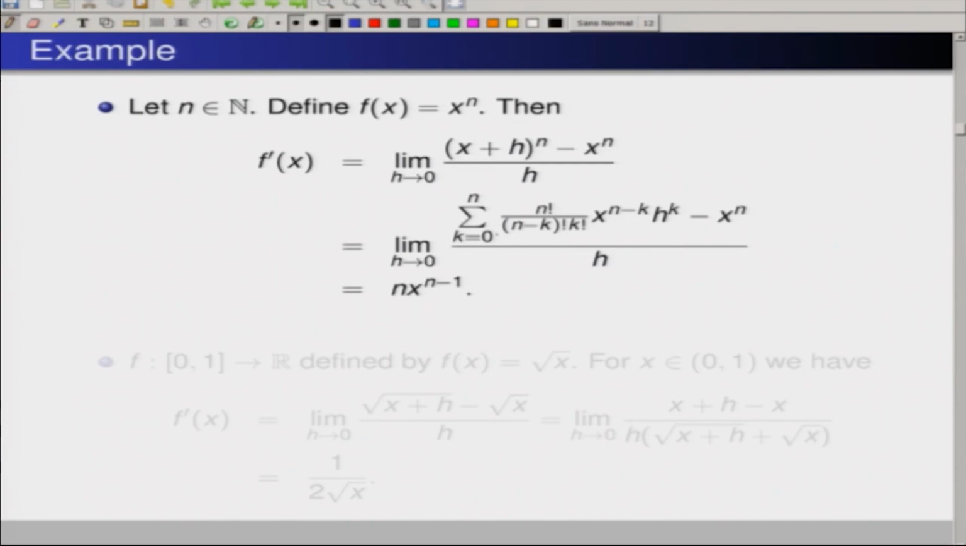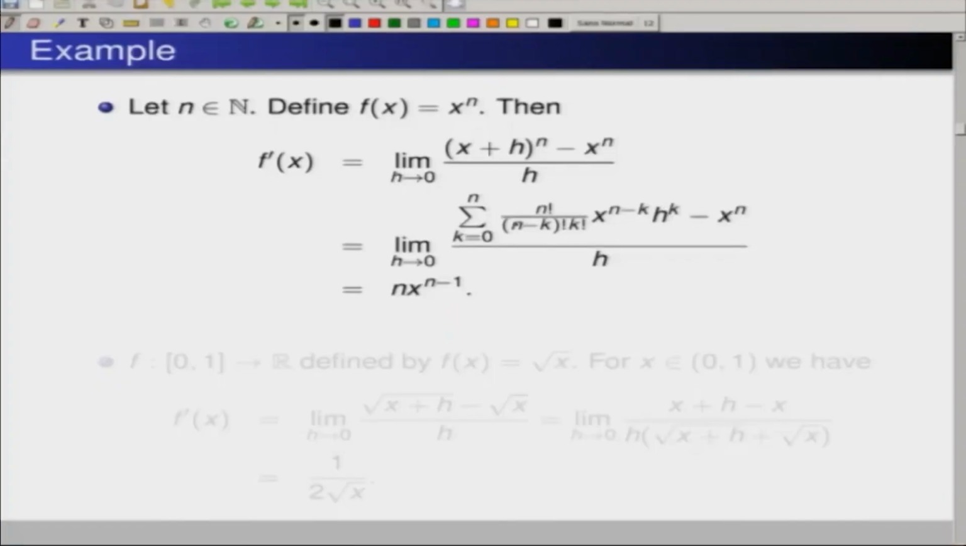Now, the first term, for k equal to 1, we are going to get a factor of h, and in the rest of the terms, k greater than or equal to 2, that will be h square, h cube. Now, if you divide by h, then only the first term will become independent of h, and the rest of the terms in the numerator are going to contain h.